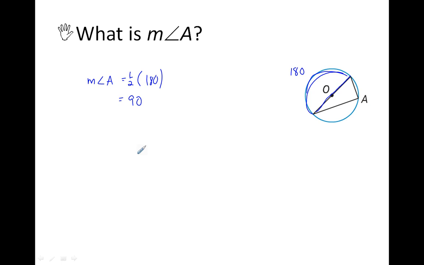And that brings us to a nice little theorem which actually tells us that any angle that is inscribed in a semicircle, so the endpoints are on the diameter, is always going to be 90 degrees. It's a right angle.